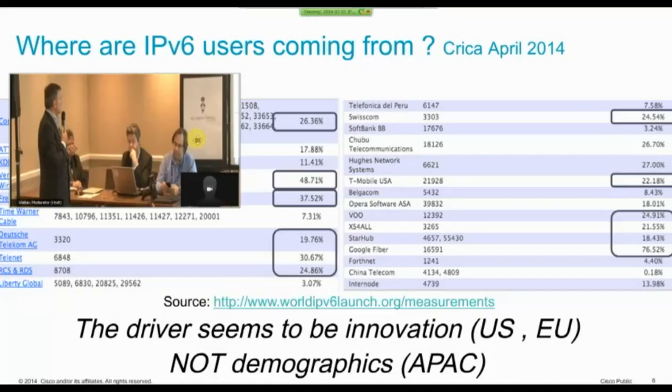So the driver seems to be innovation more than demographics, in fact. Right? People want to do it because they want to differentiate. They want to be ahead of the curve. They want to deploy new shiny devices and things like that. Not so much because they connect more end users. That may change over time, but that's the reality here. Next slide.